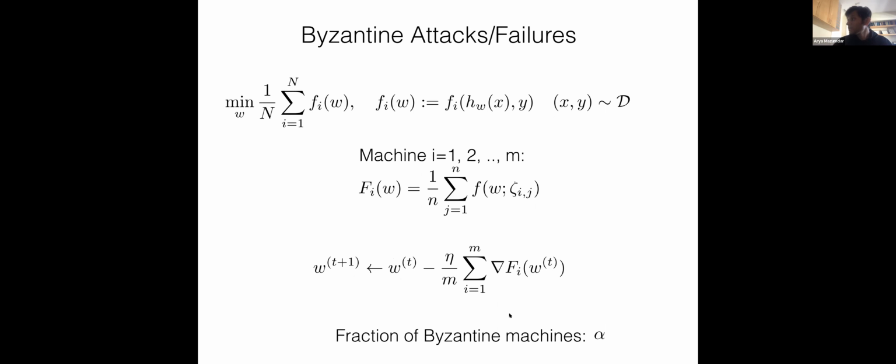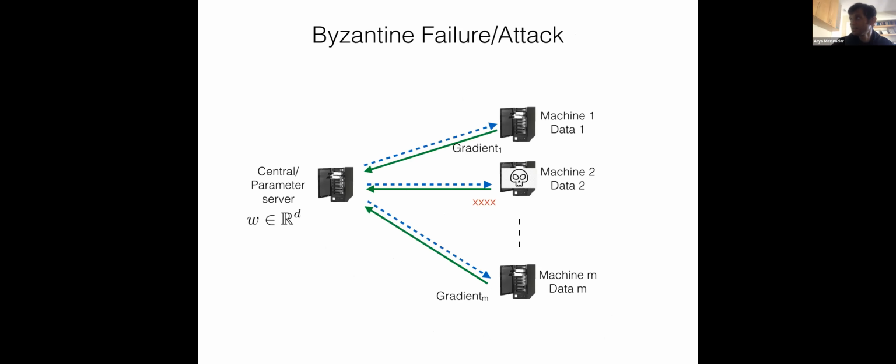Okay. We are now going to assume that the fraction of Byzantine machines that can be there is alpha. So it means if there are M machines, alpha M of them can send you this type of adversarial thing or garbage. So this is the picture, and I have M machines. A few of them can send you arbitrary things. So what can be done in this scenario?